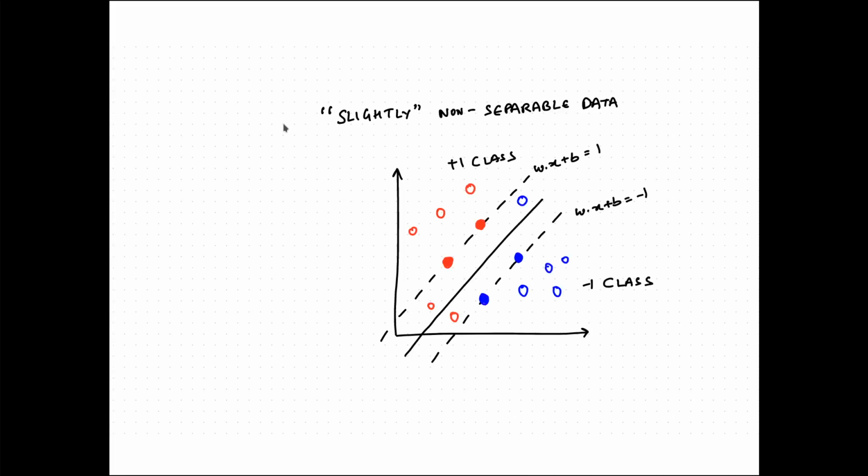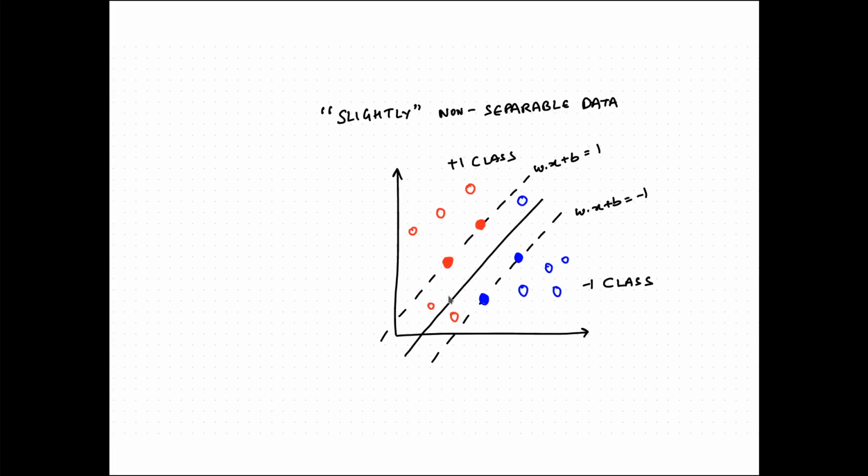So the idea in this case is that the data seems to be slightly non-separable, where the word slightly has to be taken with a grain of salt. You see that for the +1 class, the red class, mostly all the points are correctly classified given this separating hyperplane and these two margins. And you see that this particular blue point, which is not shaded, seems to be wrongly classified.